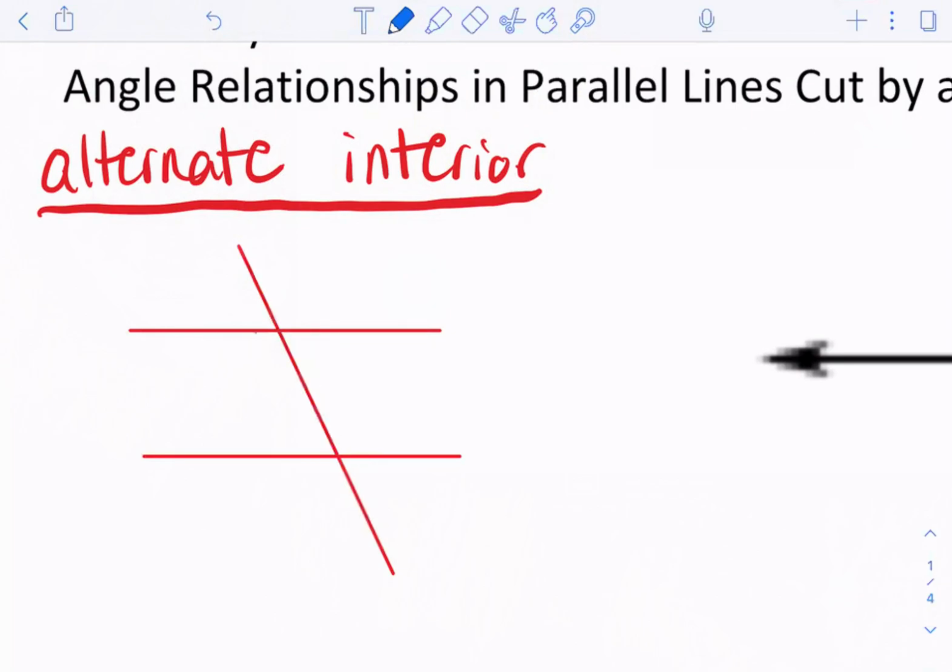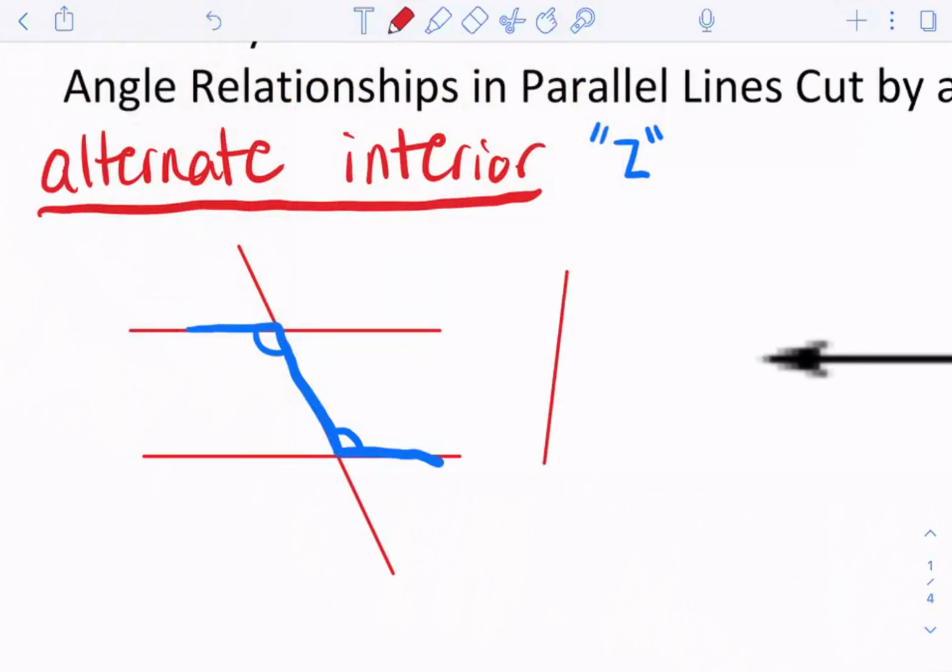So let's say here's one angle on the inside, on the top left. The alternate interior would be on the bottom right. Now, I also like to call this the Z, because if I can make the letter Z, which I kind of can here, then the corners of those Z's, right here and right here, are my alternate interior angles. That also works if I wanted to do this backwards, or if the lines were different.